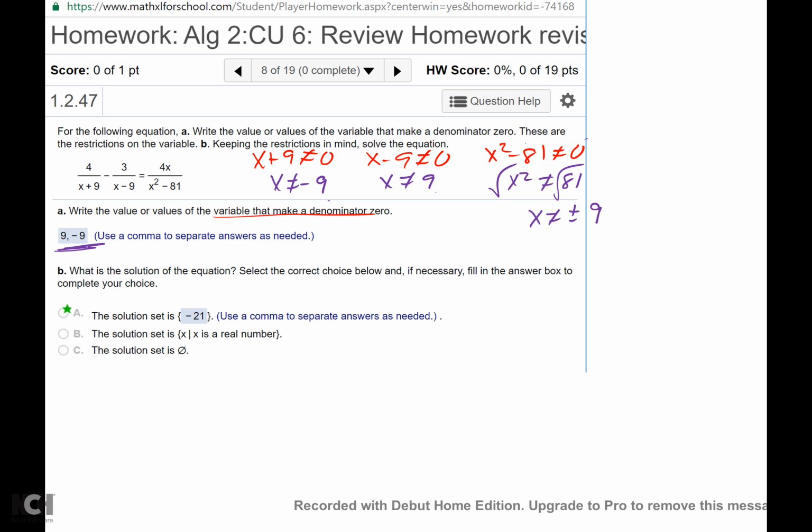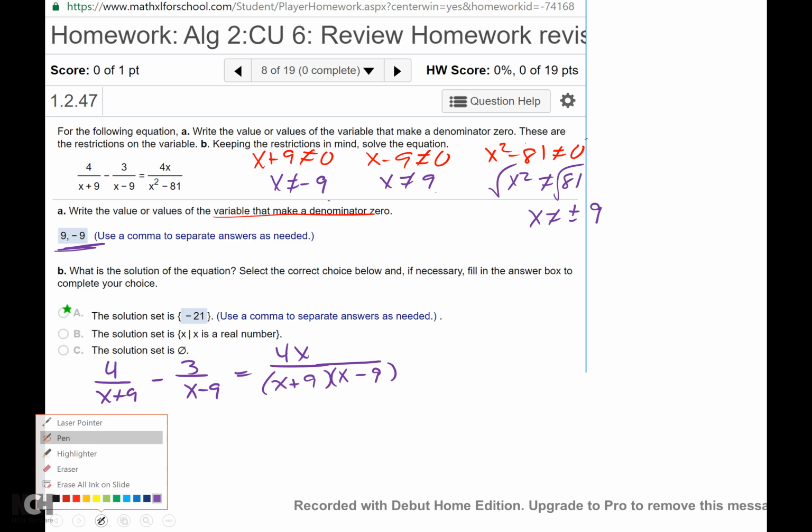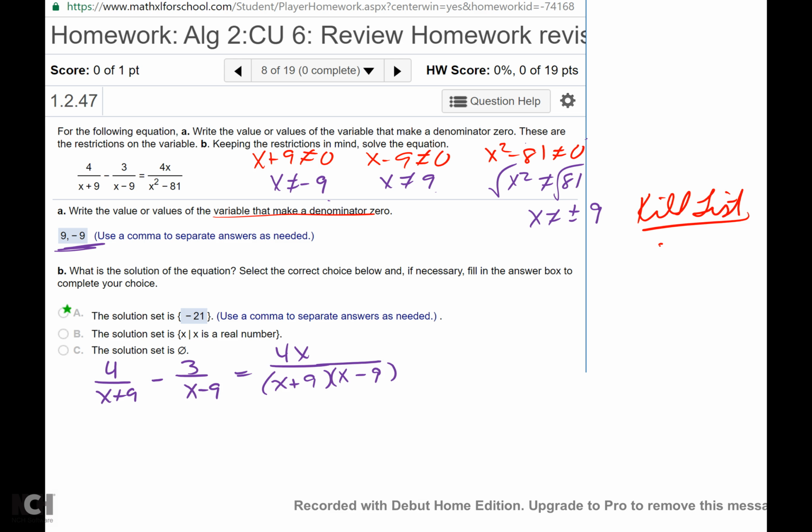And then to solve it, we've got to factor every denominator, so I have 4 over x plus 9 minus 3 over x minus 9 equals 4x over x plus 9, x minus 9. So now when I make my kill list: Daddy, I want an x plus 9. Daddy, I want an x minus 9. Daddy, I want another x plus 9. No. Daddy, I want another x minus 9. No. So we multiply through by the list.